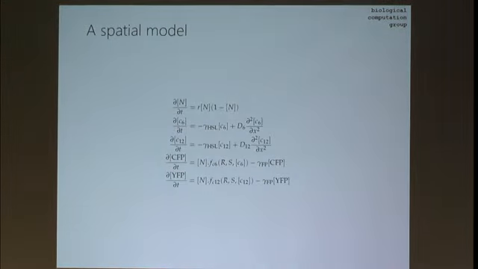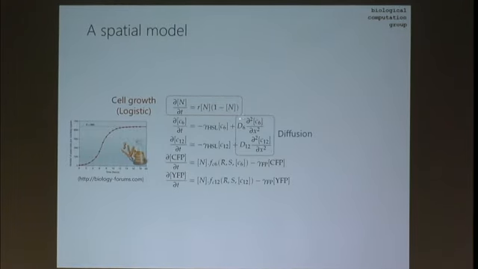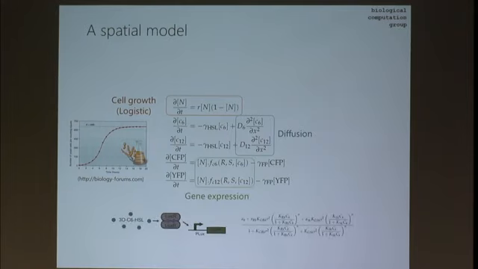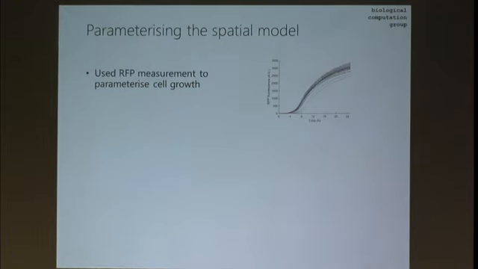So can we use a spatial model to describe this behavior? If so, then we can parameterize that system, and then we can start making predictions about what would happen in slightly more complex arrangements of these cells. So, a simple model, just modeling cell growth with a logistic equation. Then we have diffusion of the C6 and the C12. And then we have gene expression mediated by this transfer function that we parameterized from the other data. We can parameterize the cell growth by using a third fluorescent protein. Won't worry too much about that.